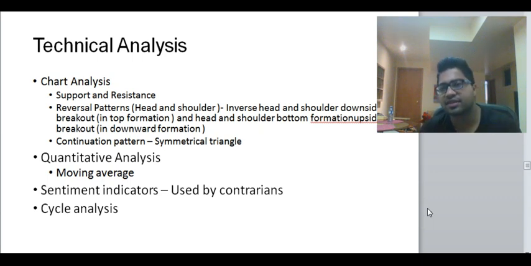Technical analysis is done by looking at charts. It has chart analysis, which consists of support and resistance, then reversal patterns and continuation patterns. Reversal patterns are head and shoulders and inverse head and shoulders. A continuation pattern is a symmetric triangle. Quantitative analysis means we also tend to look at moving averages in technical analysis, and sentimental indicators are surveys. They are used by contrarians in the market, and there is cycle analysis. So let's see it one by one.